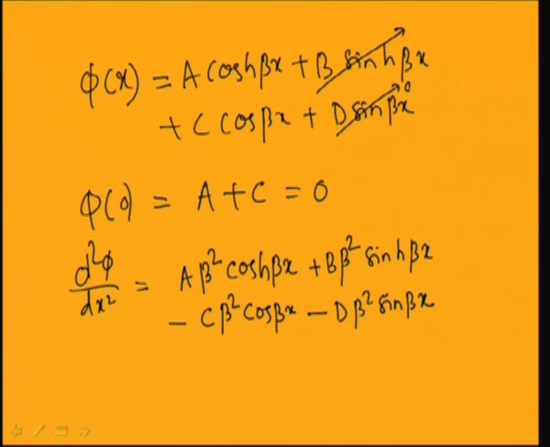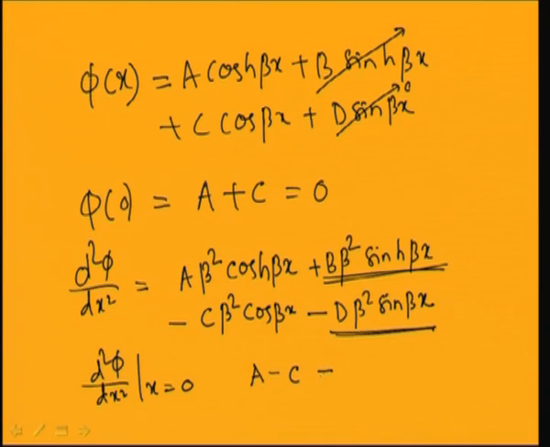So, now d square phi by dx square at x equal to 0 will yield, if I substitute x equal to 0, the sinh term containing B becomes 0, and the sin term containing D also 0. In this case I can obtain A minus C, since cosh beta x at x equal to 0 is 1, and similarly cos beta x at x equal to 0 is 1. So this becomes A minus C equal to 0. So from this we got A plus C equal to 0 and A minus C equal to 0.